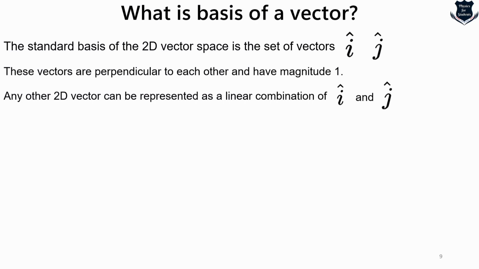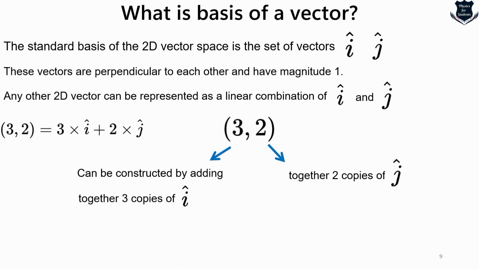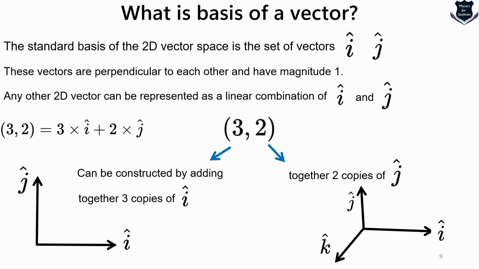So for example, I will show you a vector which is (3, 2), and this can be represented as constructing a vector by adding 3 copies of i hat and 2 copies of j hat. This means that (3, 2) can be constructed by adding 3 copies of i hat and 2 copies of j hat. As simple as that. So (3, 2) equals 3i plus 2j, and because i and j have magnitude 1, it gives you back the result. In a graph, we say i is the x-axis and j is the y-axis, and if you take a three-dimensional space it will be i, j and k.